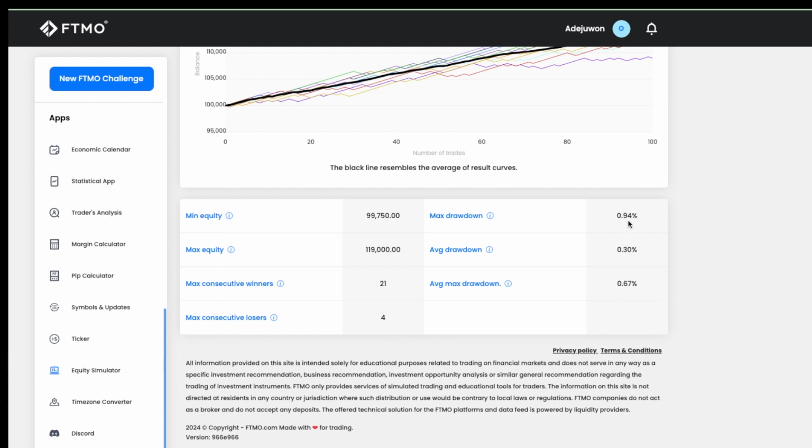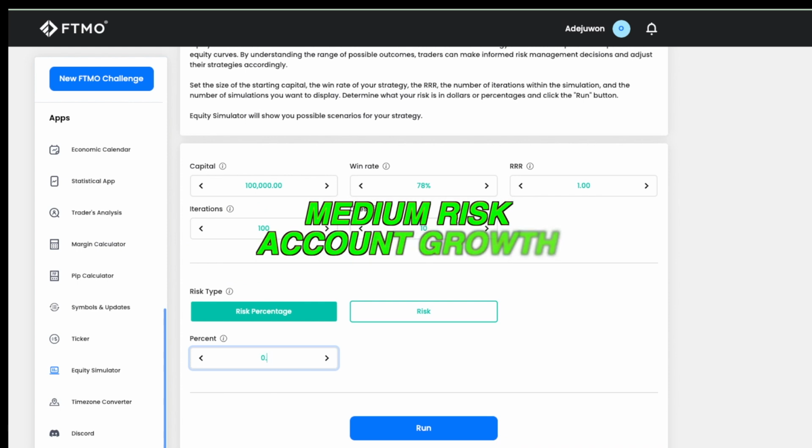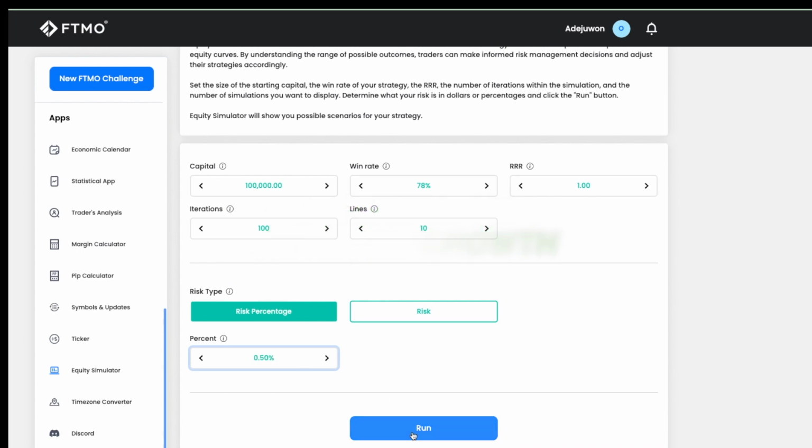Now we can see here our max drawdown was 0.94, our average drawdown was 0.30, and then our average max drawdown was 0.67. Okay, so now we're going to increase this risk to 50%, which is the medium risk, and we're going to run this.